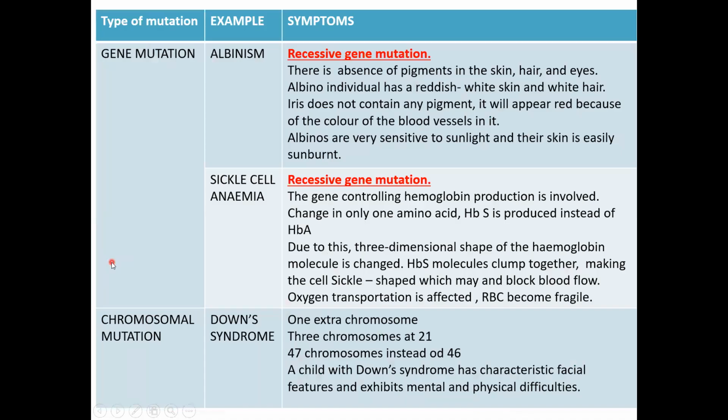So now coming to the slide, which is a very comprehensive slide showing you what happens if the mutation is happening inside the genes. Then two examples in your syllabus are albinism and sickle cell anemia. While if it is happening in the chromosomes, then Down syndrome is happening. You can take a screenshot of it. So I will be telling you these things in detail.